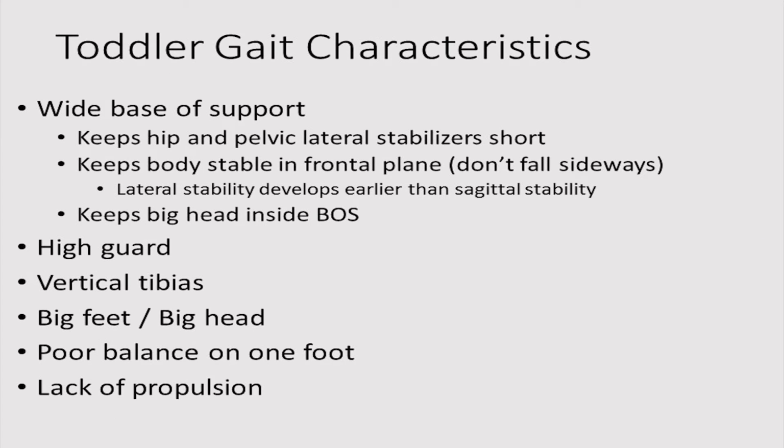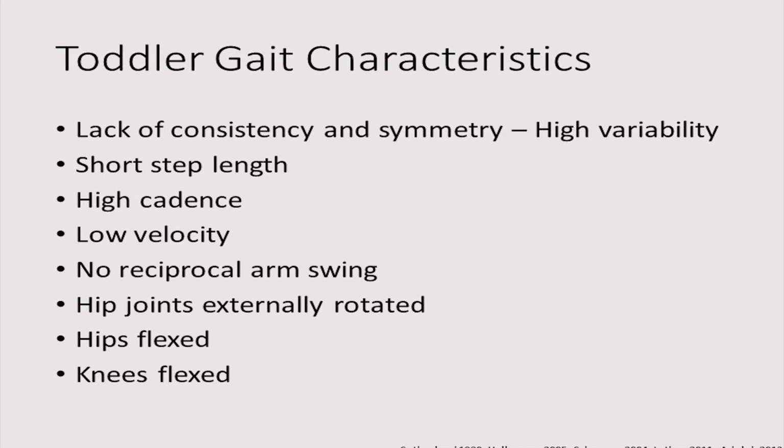So a toddler gait, they have a very wide base of support, like we talked about before, to help keep their head inside their base of support, help with lateral stabilization. They have a high guard, vertical tibias, poor balance, a lack of propulsion. They have a lack of consistency and high variability, which again, that's what we want to see, is that variability in toddlers.